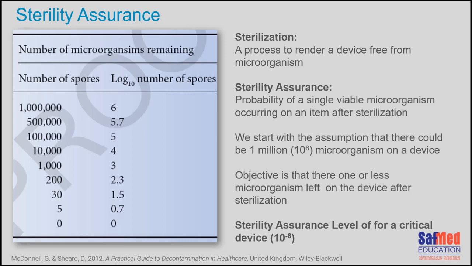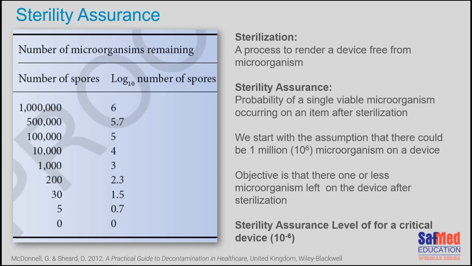So let's have a look at this table here on the left. We start with the assumption that we have 10 to the power 6, so 1 million microorganisms on our device. And we have to get through this log reduction over here so that at the end of the day, there's nothing left on the device. That's our objective, isn't it? That there's less than 1 or 0 microorganisms left on our device. That's our entire objective.